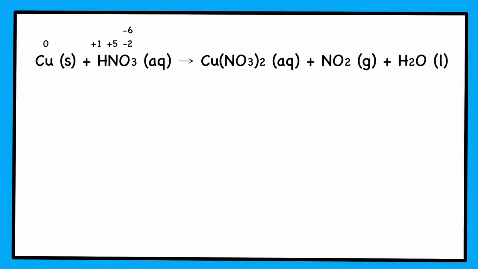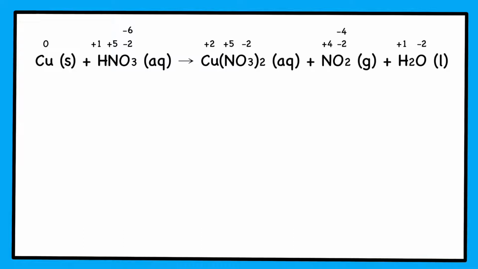Now let's look at our product side of the reaction. Copper's oxidation number is +2, and oxygen's is -2, and nitrogen once again is +5. In NO2, oxygen's oxidation number is -2, and we have 2 of them for a total of -4. In order to cancel out, we need the nitrogen to be +4. Finally, in our water, hydrogen's oxidation number is +1, we have 2 of them, so our oxidation number for oxygen must be -2 to cancel out.